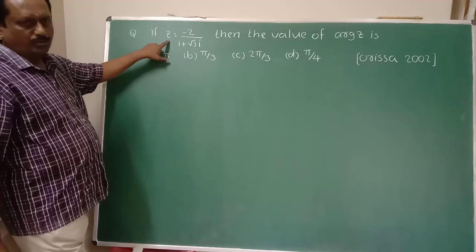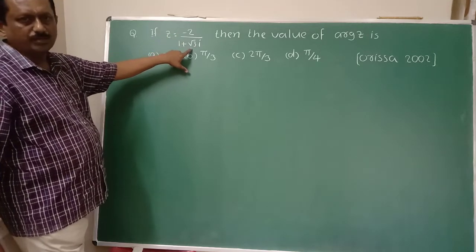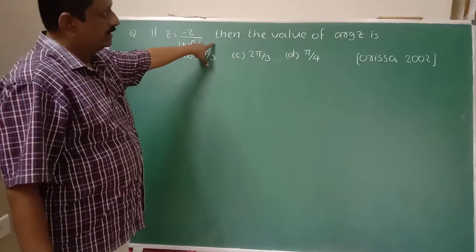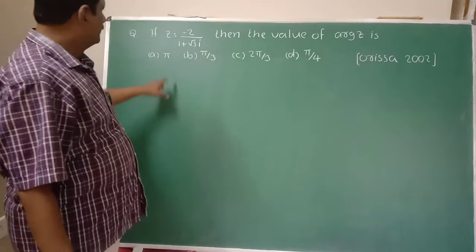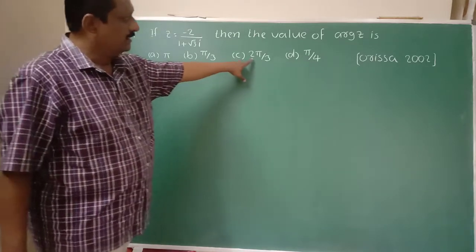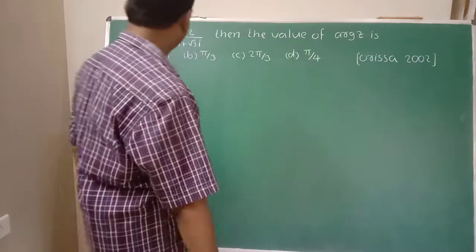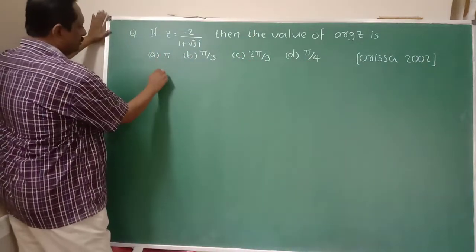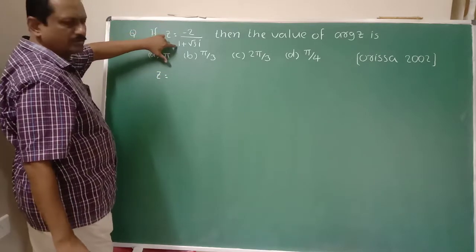So z is equal to minus 2 divided by 1 plus root 3 into i. Then the value of argument of z is: first option is pi, second pi by 3, third 2 pi upon 3, fourth option is pi by 4. Here z is equal to minus 2 upon 1 plus root 3i.